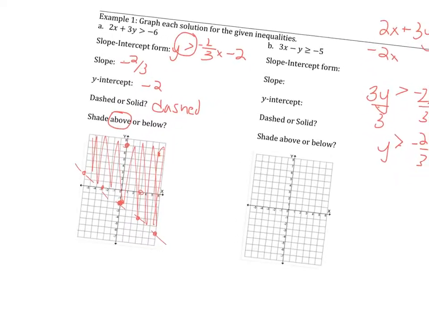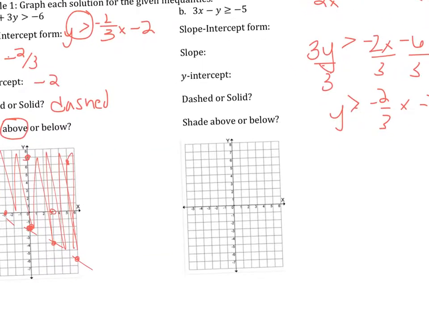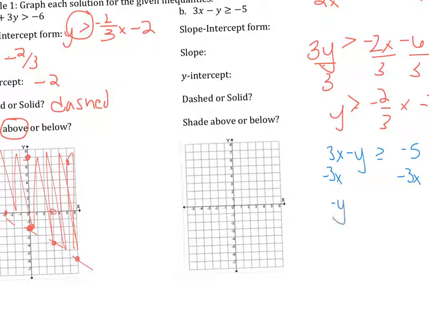Let's take a look at the second example. First thing we have to do is solve for y. Farthest thing away from y is the 3x. It's positive, so I'm going to subtract it from both sides. On the left side, that leaves me with just negative y, greater than or equal to, and then we have the negative 3x and minus 5. Once again, keeping them separate because they aren't like terms. Notice the negative sign in front of the y. That means that y has a coefficient of negative 1.